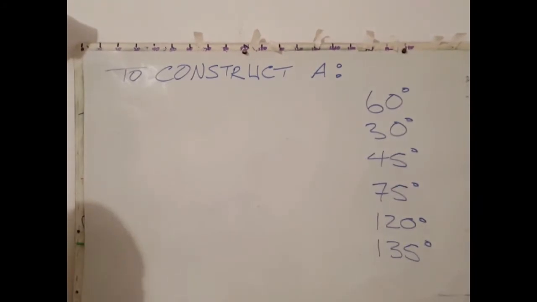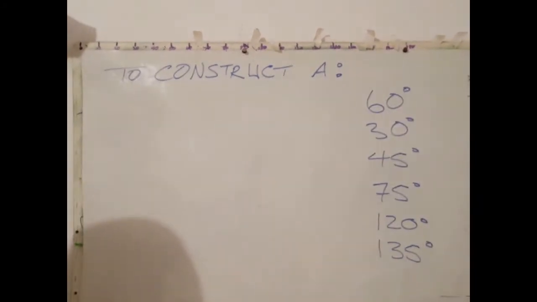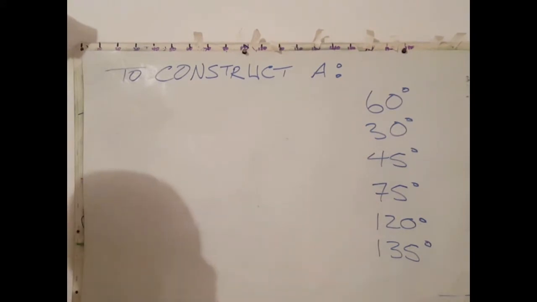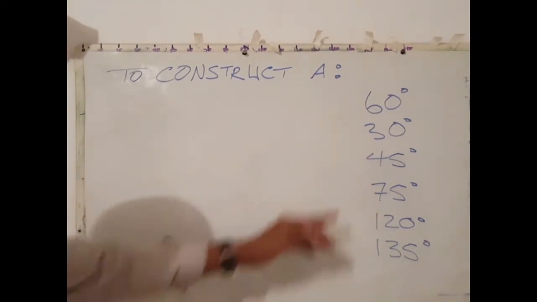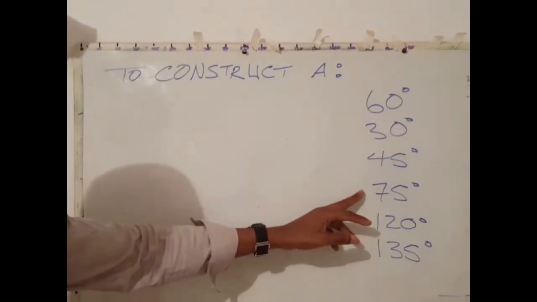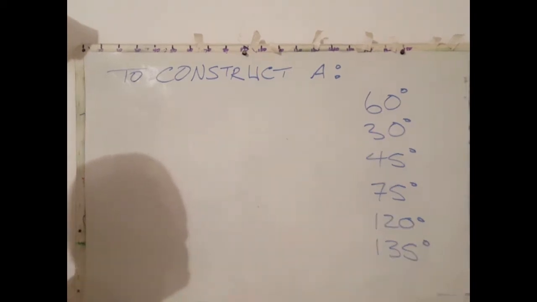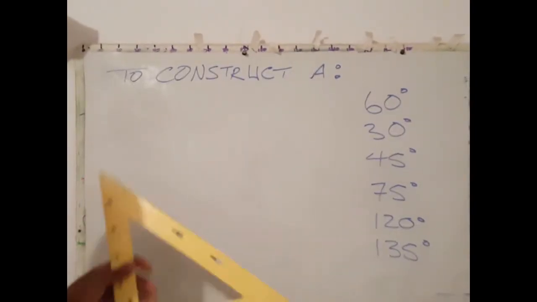Today I'll be looking at the construction of angles: 60 degrees, 30 degrees, 45 degrees, 75 degrees, 120, 135 degrees. First one, to construct a 60-degree angle.